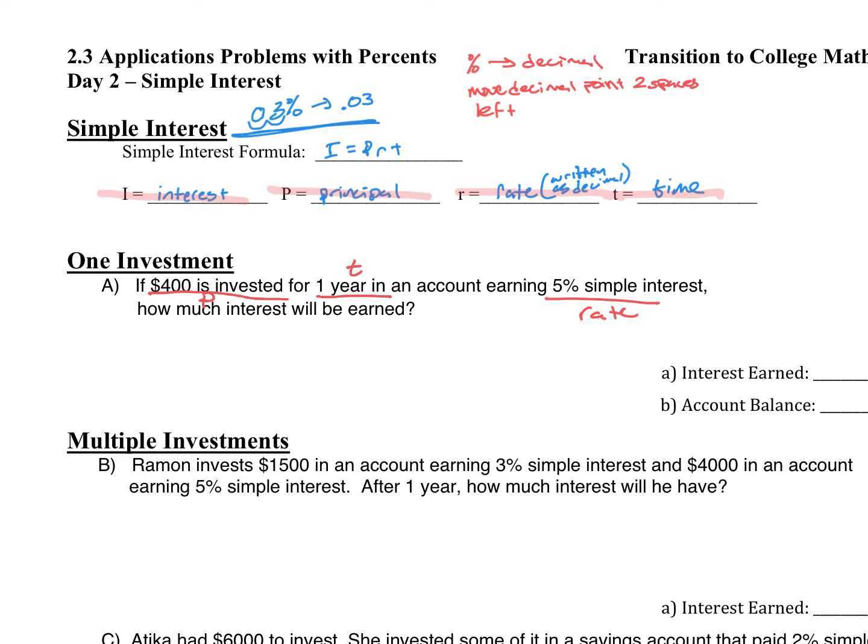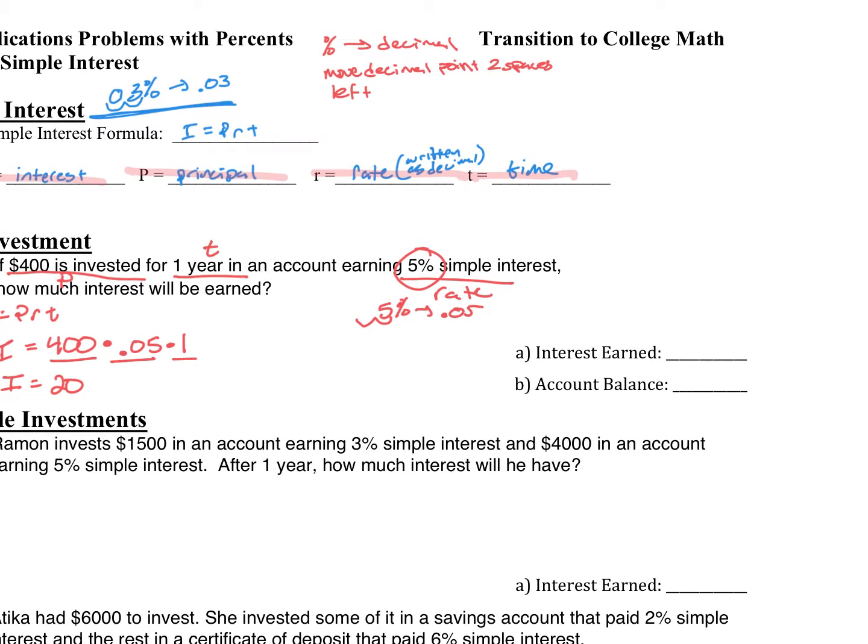So if we follow our formula here, I equals PRT, we get I for interest, which we don't know, equals P, our principal, so that's 400, times R, which is our rate. Now remember, R is the rate written as a decimal, so 5% means our decimal is not visible, which means it's at the end. So if I move it twice, 5% becomes 0.05 as a decimal. So we're going to put 0.05. And then lastly is T, which in this case is just 1 year. So to figure out our interest, let me write that a little bit neater. To figure out our interest, all we have to do is 400 times 0.05 times 1. And in doing so, we get $20.